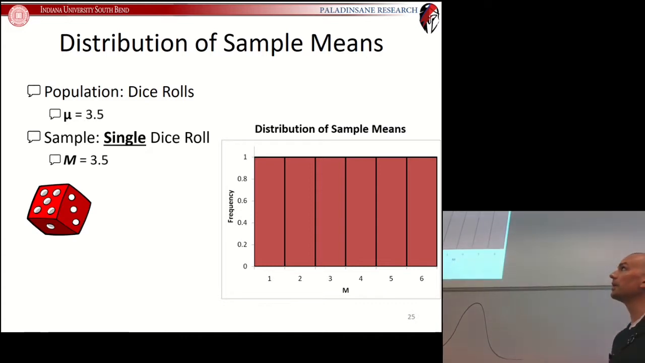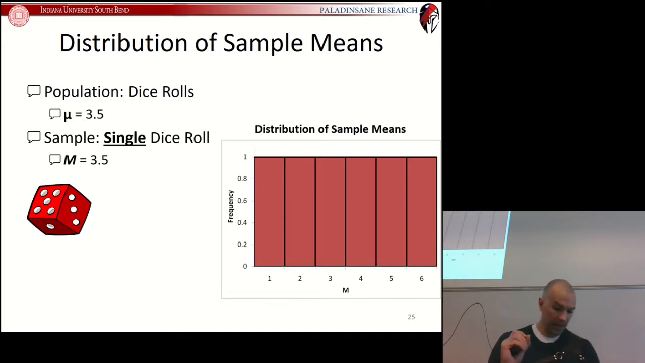So that's important to realize that the only time that the population distribution is going to look like the distribution of sample means is when that sample size is 1. And as you know, psychologists don't use sample sizes of 1. We like to have as many people in our samples as possible. And the reason is because of what happens to this distribution of sample means as your sample size increases.